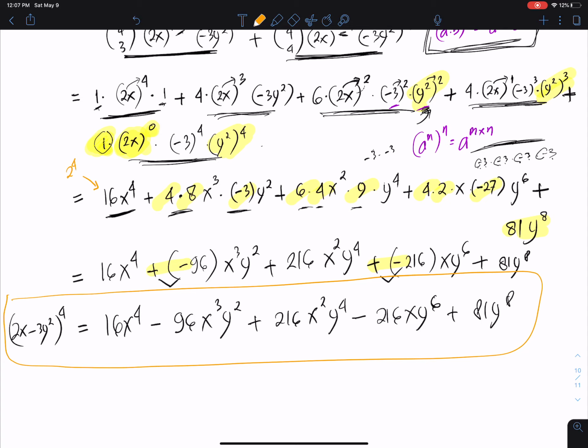So next we are going to start the new chapter, function and relation.